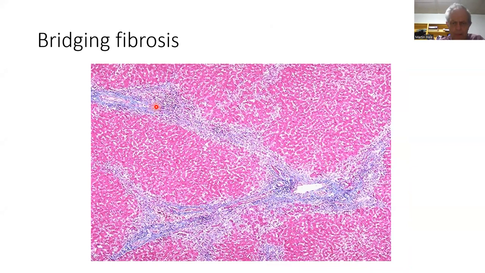Here, this is the beginnings of architectural distortion. So we would call this an F3 fibrosis. But what you haven't got here is complete circumscription of this regenerating nodule. So it's not a cirrhosis. So this would be equivalent to an F3 fibrosis.